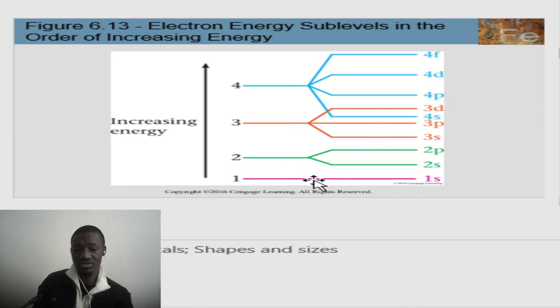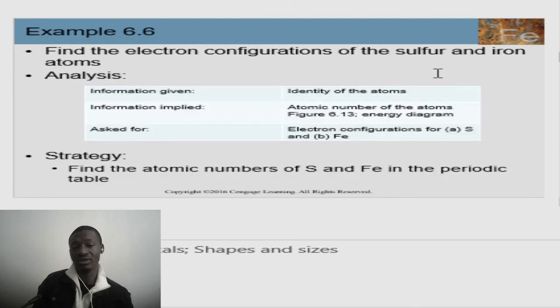If not, the others are just 1s2, 2s2, 2p2, 3s, 3p, and then you see the 4s comes in between before the 3d, and then 4p, and then it goes on like that. That's how the energy increases. So in this example, we're asked to find the electron configuration of sulfur and iron atoms.